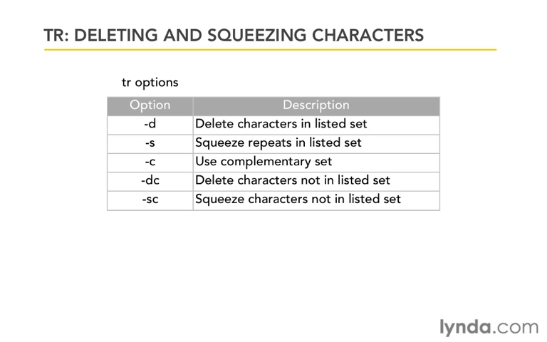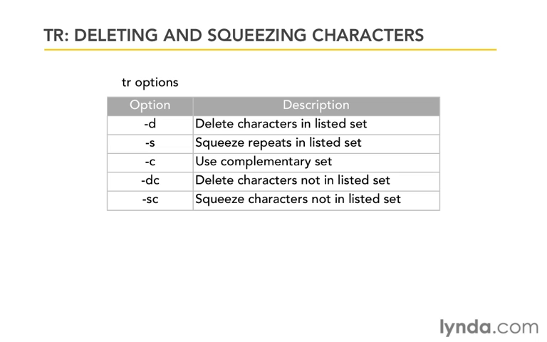-d will delete characters in the set that we specify. So just simply remove them. Instead of translating them, they'll just get removed. The -s option will squeeze repeats that are in the listed set. So it won't necessarily squeeze everything, but the things that we've told it to, it will compress down. If we had, for example, 5 X's in a row, it would turn it into 1 X instead.